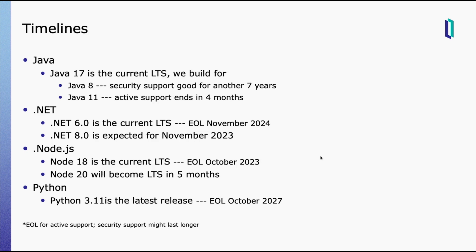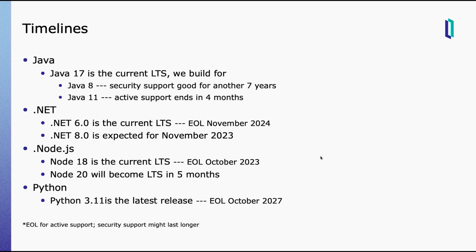With Java 8, you're pretty safe for a long time. Security support is still valid for the next 7 years, but there's no more active development happening on that stream, right? So if you want to take leverage of the new features, you should definitely jump to version 17 or up, later on 21 when that comes out.